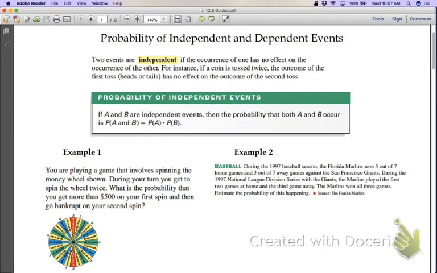All right, so whenever you have probability of either an independent or a dependent event, whenever you have two events that are independent occurrences of one another, basically one doesn't have any effect on the other occurrence. Like if you toss a coin twice, the outcome of the first one has no effect on the outcome of the second one. Basically nothing's tied to the next event.